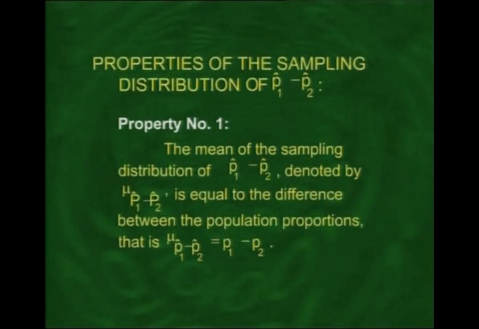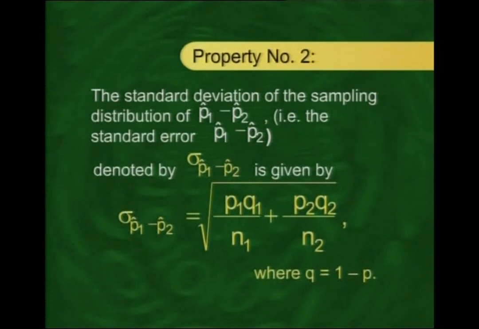So in order to convert P1 hat minus P2 hat into Z, what are we to do? Of course, first of all, we need to find mu P1 hat minus P2 hat and the standard deviation of P1 hat minus P2 hat. And as you now see on the screen, we have the two important formulae. Mu P1 hat minus P2 hat is equal to P1 minus P2, and sigma square P1 hat minus P2 hat is equal to P1 Q1 over N1 plus P2 Q2 over N2.